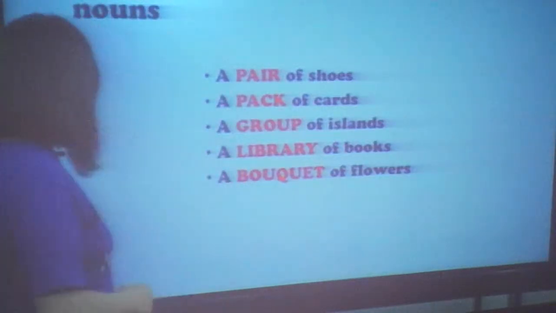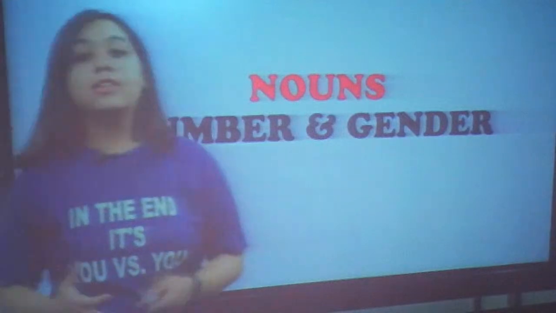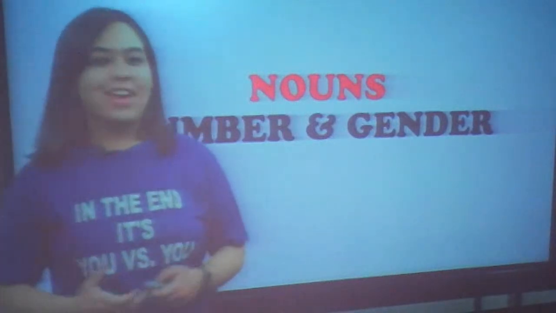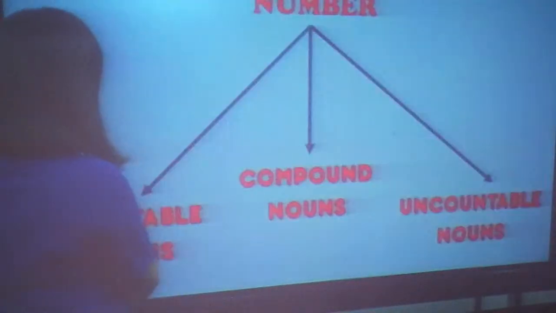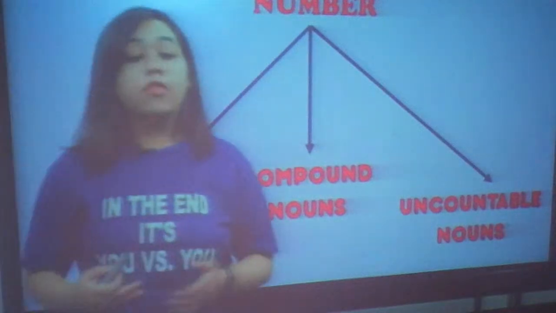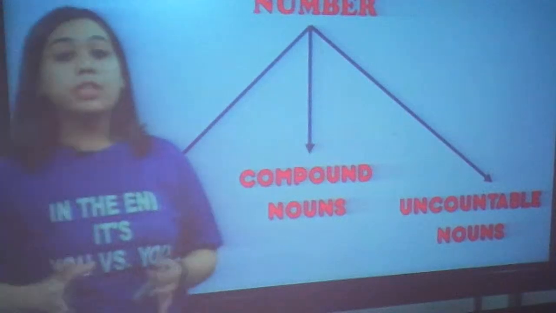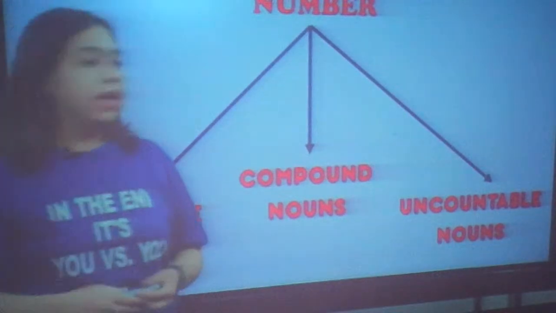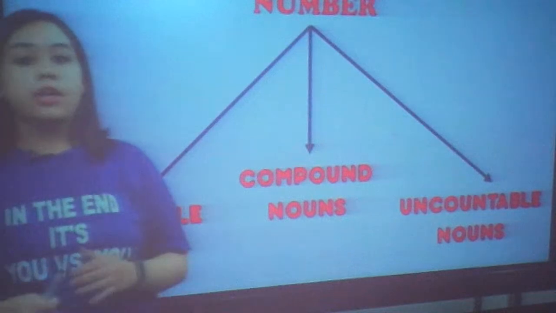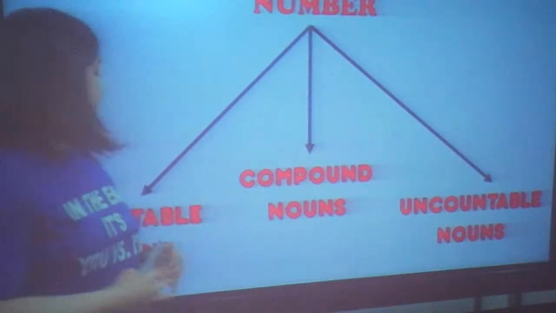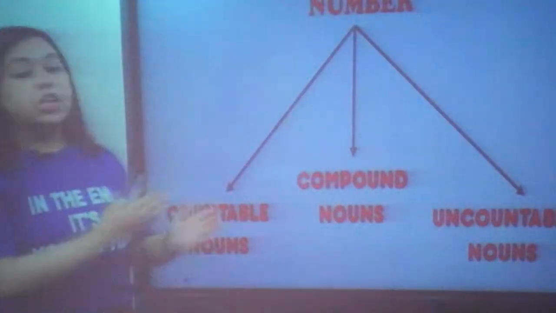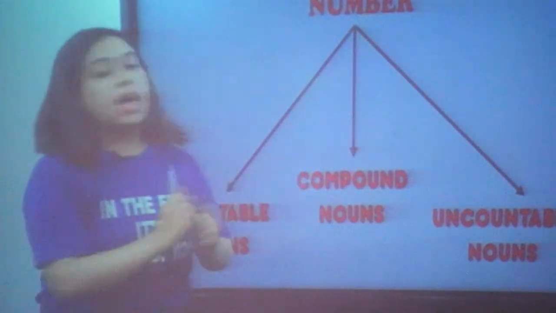And today we'll be moving on to our new topic, that is number and gender of nouns. Okay, so let's move on. Now, whenever we talk about number, what comes to your mind? A number means something that you can count. Okay, so these numbers are categorized into three main categories, namely countable nouns, compound nouns, and uncountable nouns.